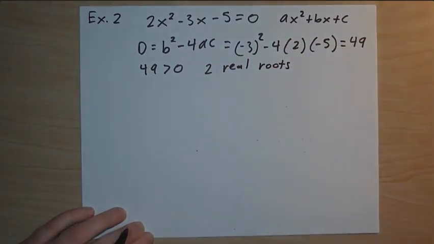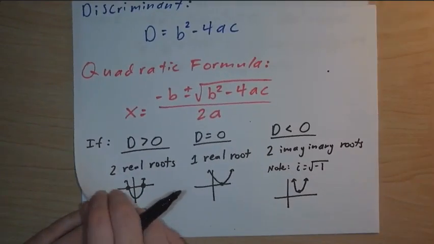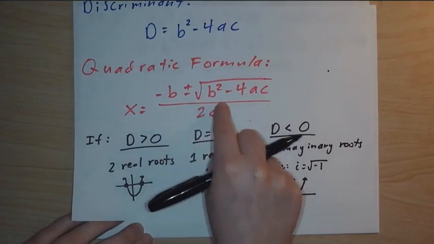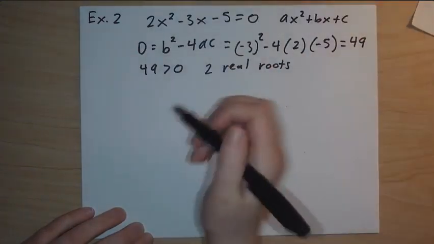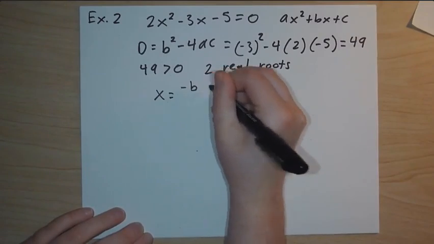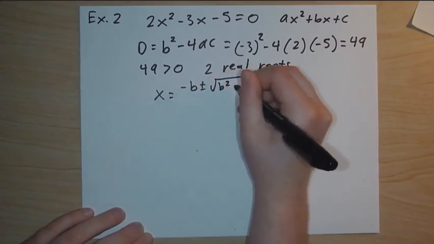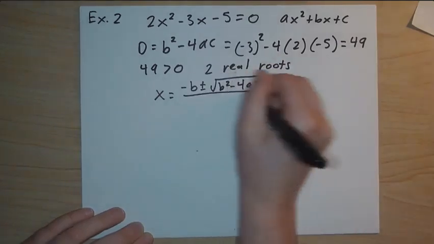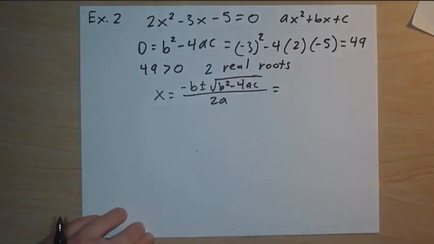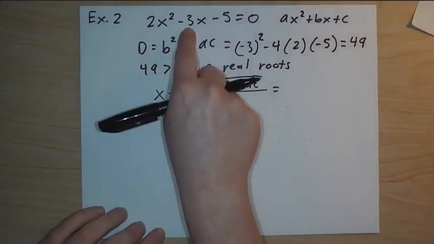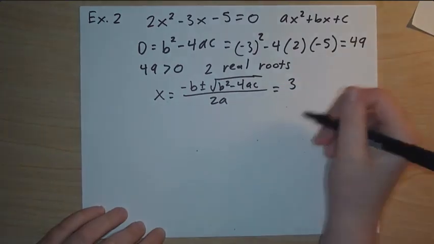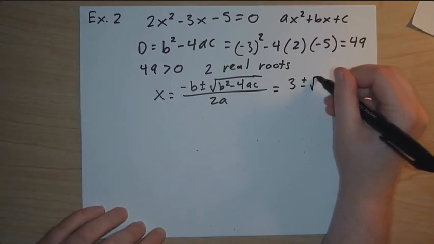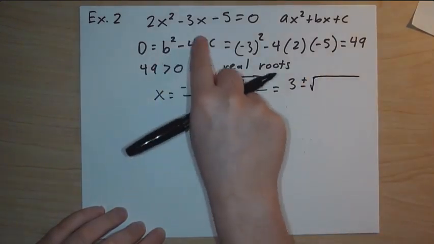Now that we know that information, we are actually going to find out what those roots are, and we're going to do that using the quadratic formula. So x is equal to negative b plus minus the square root of b squared minus 4ac, divided by 2a. We're just plugging in. Negative b is going to be the negative of negative 3, which is going to give us positive 3.